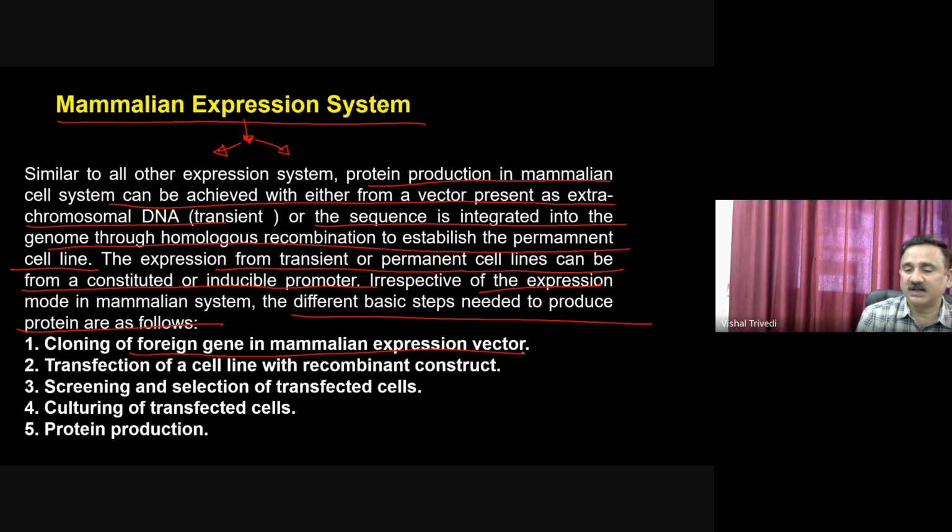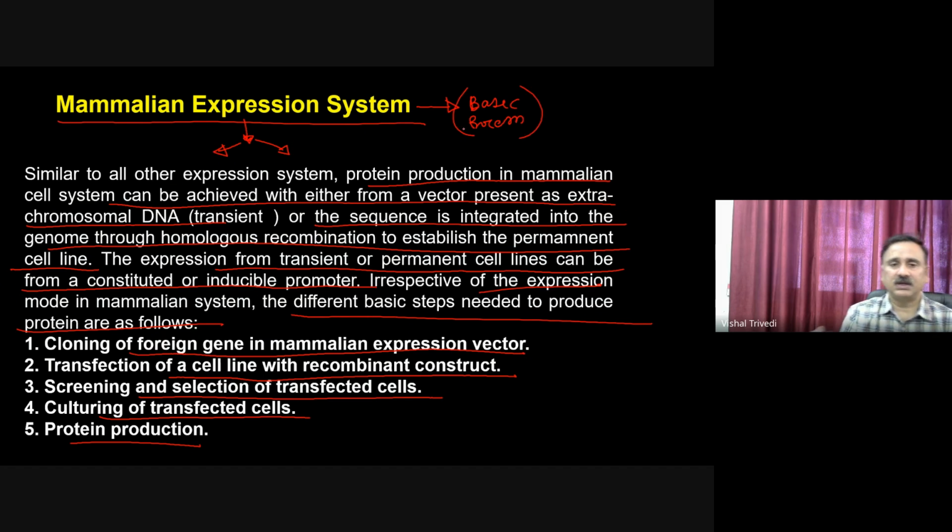gene into the mammalian expression vectors, then transfection of a cell line with the recombinant constructs, then screening and selection of the transfected cells, then culturing of the transfected cells, and then the protein production. So remember that the mammalian expression system is mostly used not for protein production but for studying basic processes, such as how this protein is produced, the mechanism of the protein production, and what different components are involved, and so on.